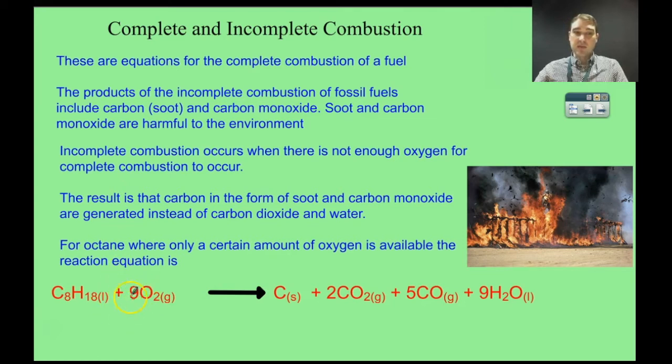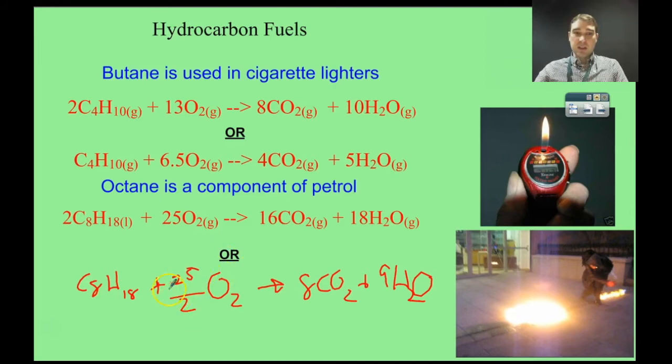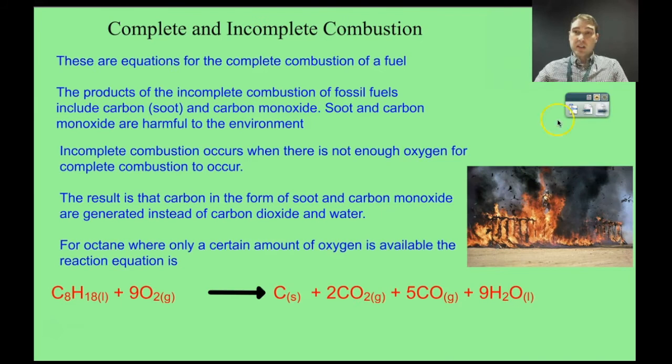If we look here, we have 9 oxygens, whereas back here where we had octane previously, we had 25 on 2, so 12.5 oxygens. So we've got 2.5 fewer oxygens here, and because of that, we don't have enough oxygen to completely break up the octane chain. So we're getting carbon monoxide as well as the carbon dioxide and water being produced.